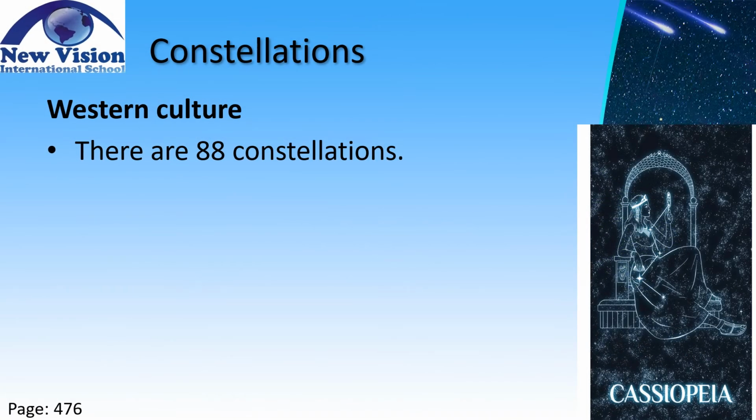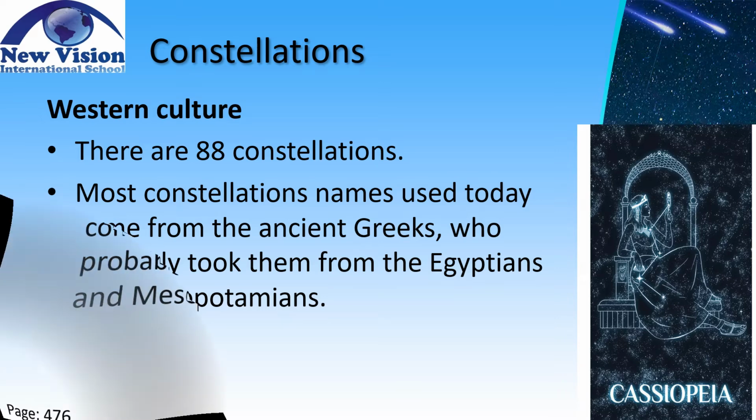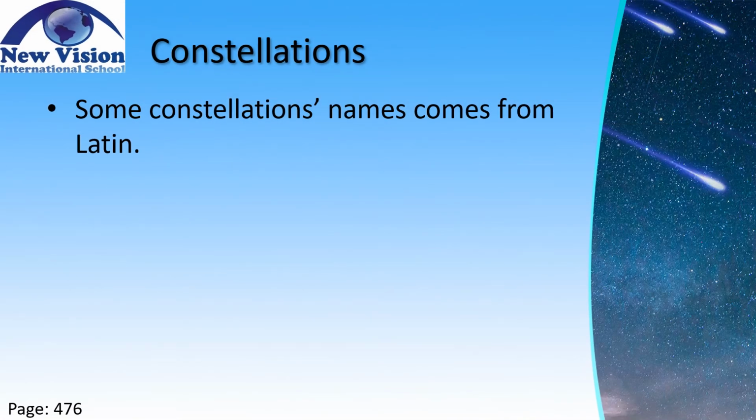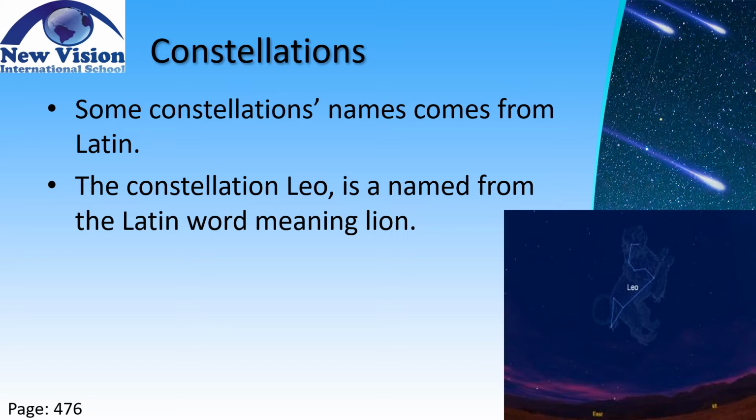Different cultures have identified different constellations. In Western culture, there are 88 constellations. Most constellation names used today come from the ancient Greeks, who probably took them from the Egyptians and Mesopotamians. Some constellation names come from Latin. The constellation Leo is named from the Latin word meaning lion.